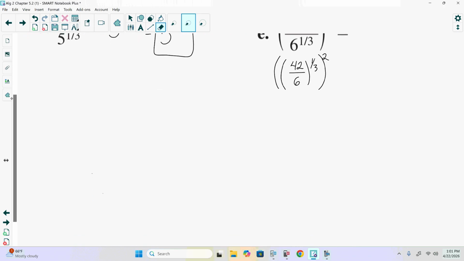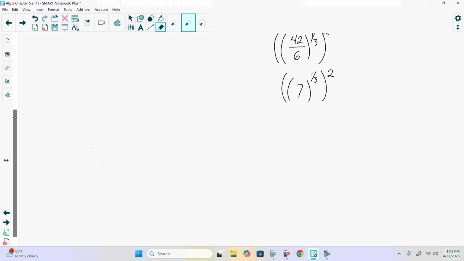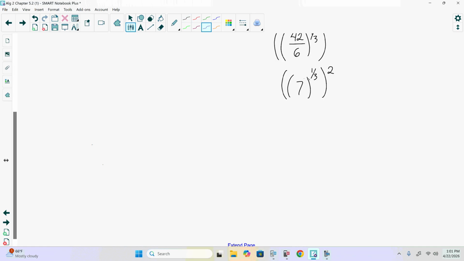And 42 divided by 6 is 7. We don't have a fraction anymore. It's a lot nicer and easier to work with. Powers of powers multiply, yes? And it doesn't matter that I actually have 7 to the first, to the 1/3, to the second power. We can really just say this is 7 to the first times 1/3 times 2, which would be 7 to the 2/3.